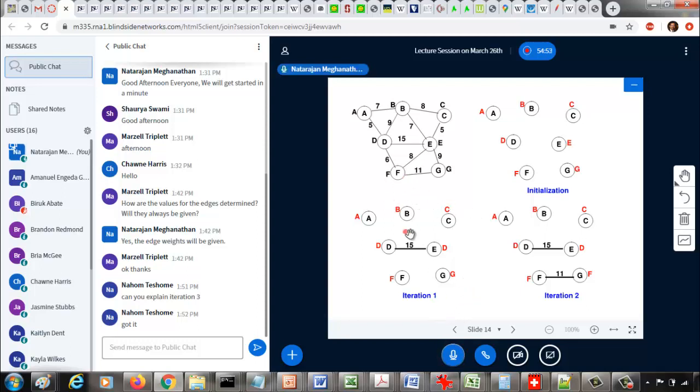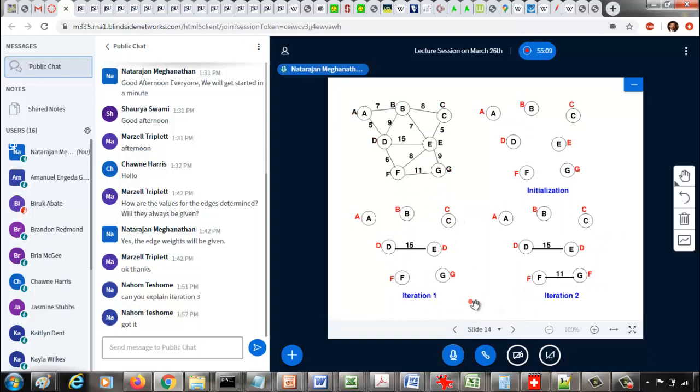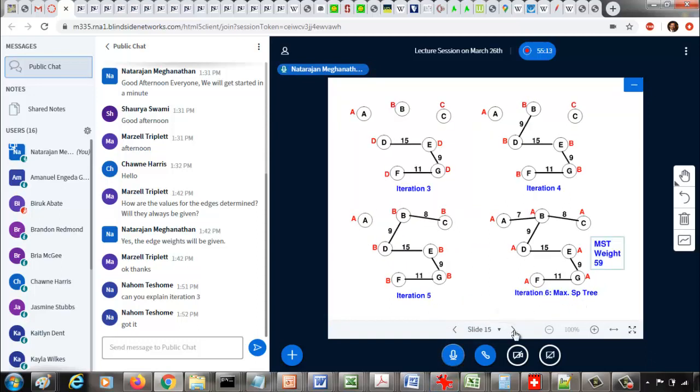So we can now start with what? Edge weight 15, and that's a maximum. So that will bring together D and E. They are in different components, so now they're the same component. Then you can bring in 11, that's the next largest edge weight. Then you can bring in 9. Again, 9 is between E and G, they are in two different components, so you can bring them together with 9, and then another 9 here, and so on.